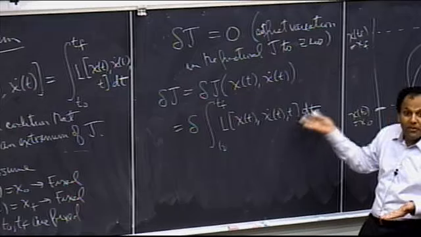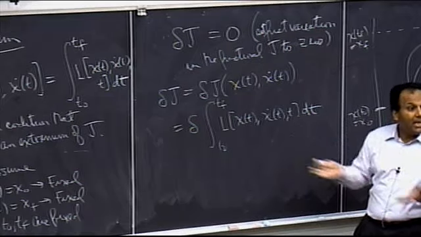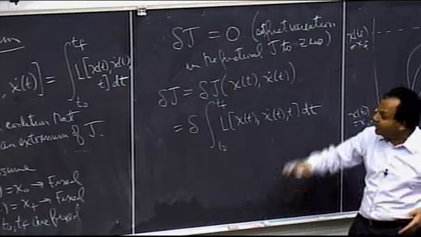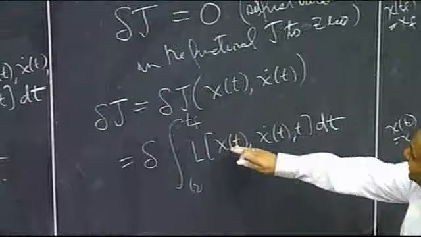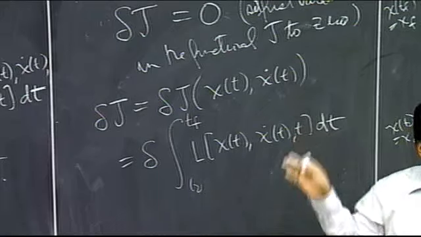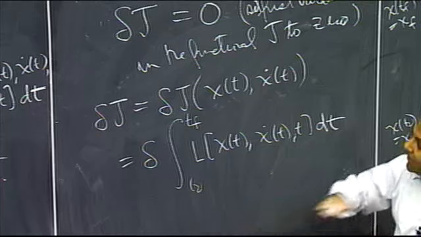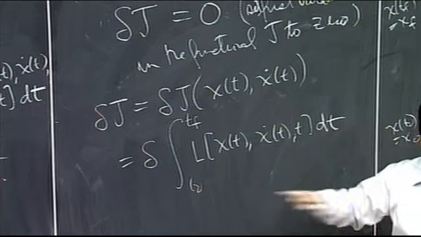T is the variable of integration, right? For any variable of integration, the result cannot be a function of the variable of integration. It's a dummy variable. I could replace this with anything. Sigma, Q, alpha, beta, gamma. It doesn't matter what I call it. I can call it whatever I want to call it. This is not a function of the variable of integration. It's not a function of t.